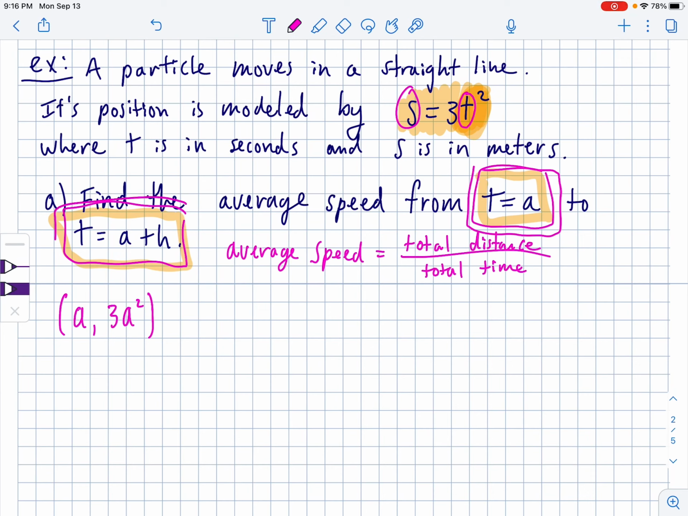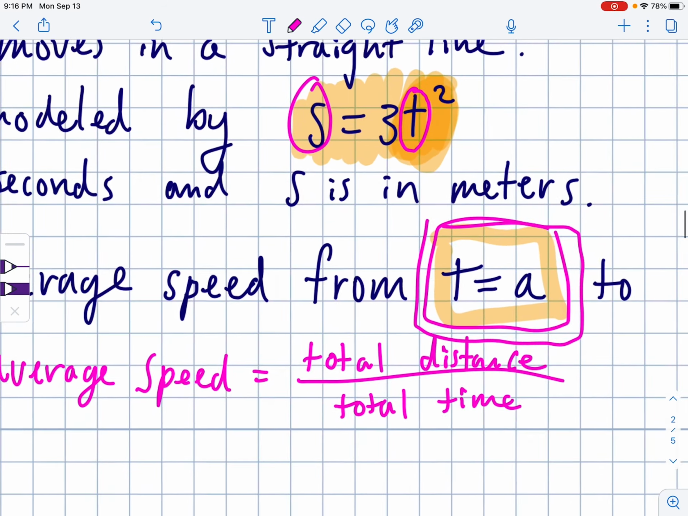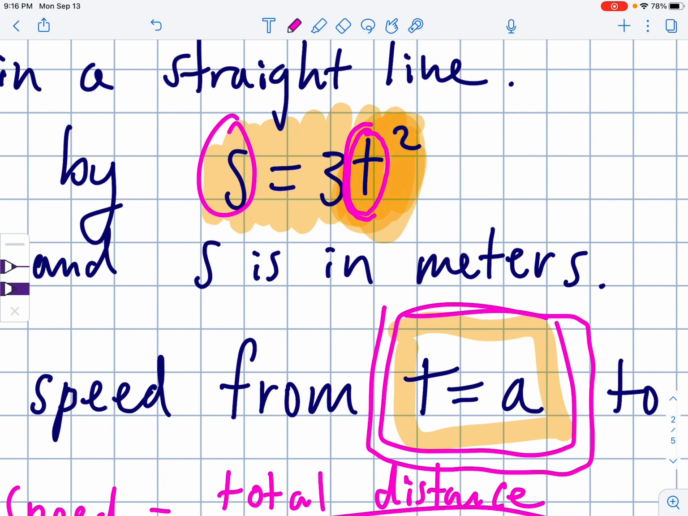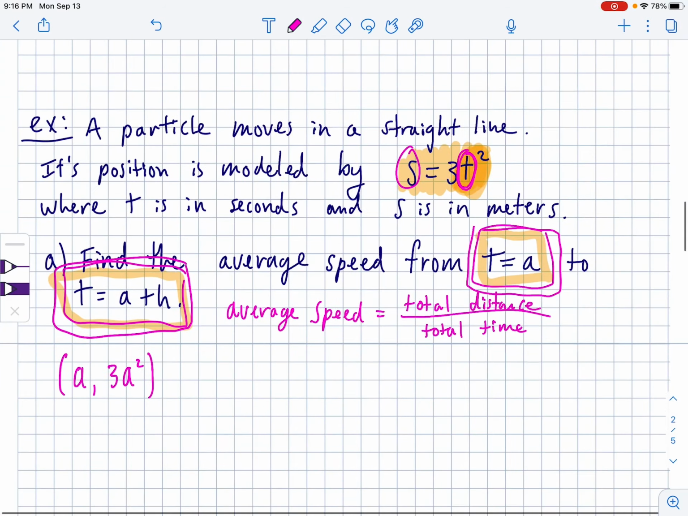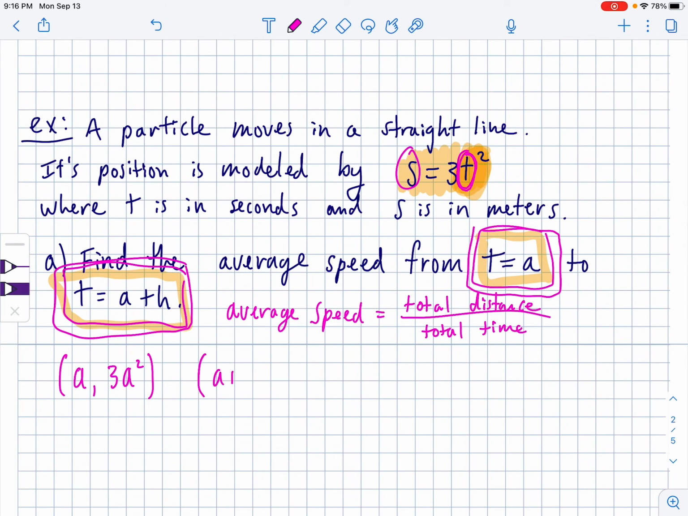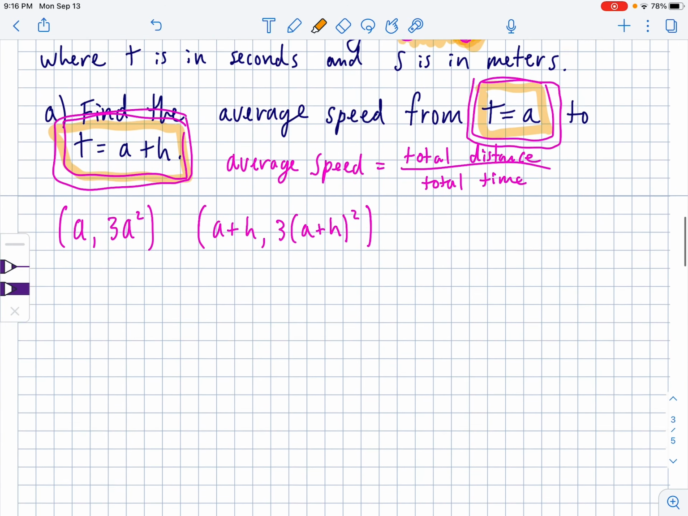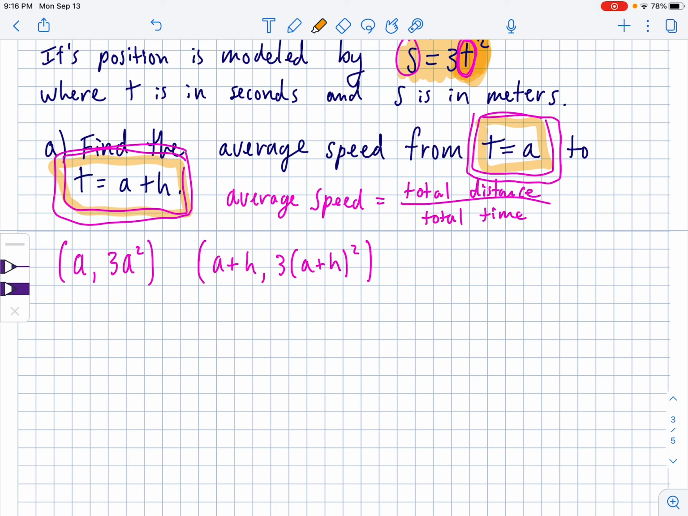That's the first coordinate. The second one is when you put a plus h into the function. So you're going to replace this spot once again with a plus h. That means we're putting a plus h into it, and out of it you get 3 times (a plus h) squared. So once again, input, output. Now we have two coordinates that we need to find the slope between.